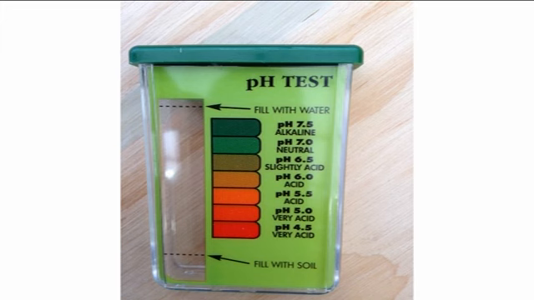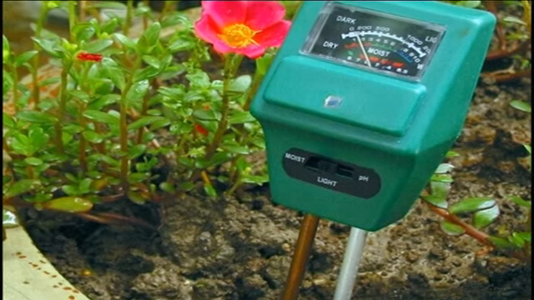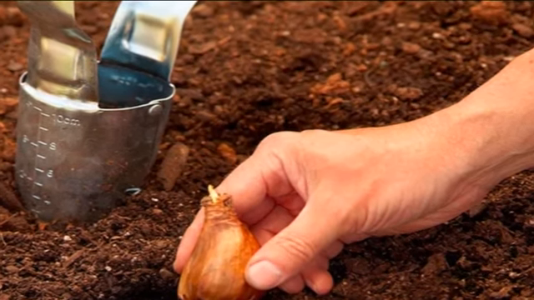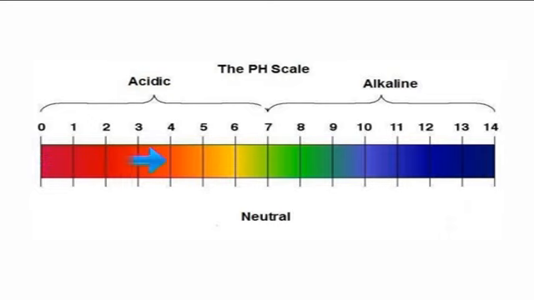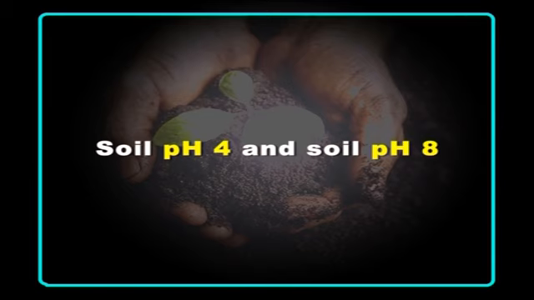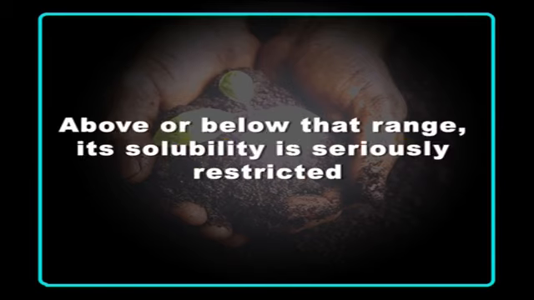Moving on to the third aspect, that is pH in soil. Soil pH directly affects the life and growth of plants because it affects the availability of all plant nutrients. Between pH 6.0 and 6.5, most plant nutrients are in their most available state. A nutrient must be soluble and remain soluble long enough to successfully travel through the soil solution into the roots. Nitrogen, for example, has its greatest solubility between soil pH 4 and soil pH 8. Above or below that range, its solubility is seriously restricted.